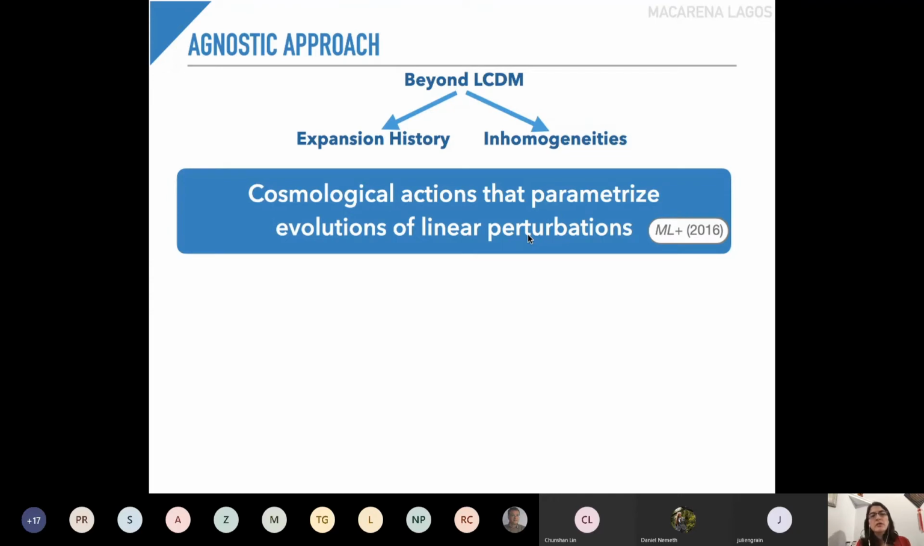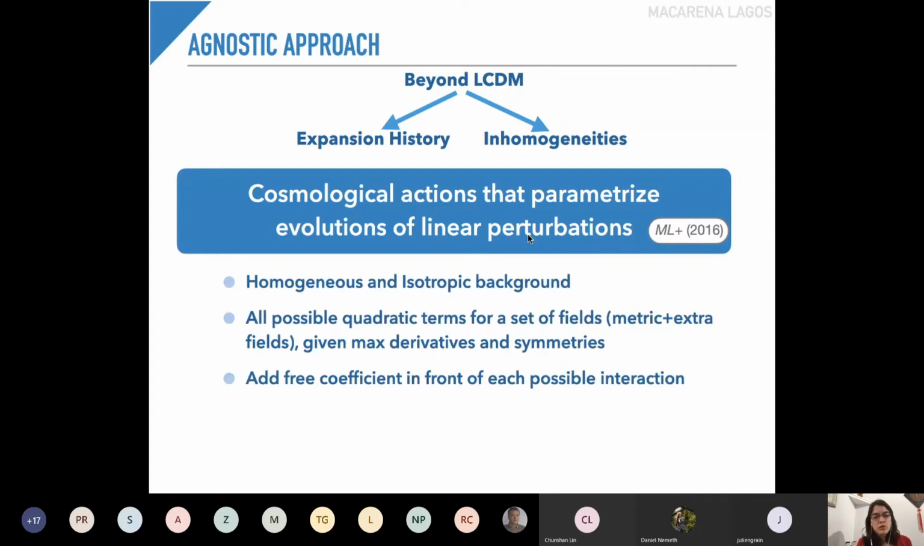Regarding the background, the expansion history, we're going to be completely agnostic about what that is. We usually are just going to assume that it evolves in the right way that fits the data, and just focus on trying to parameterize the different possible evolutions of these cosmological perturbations.